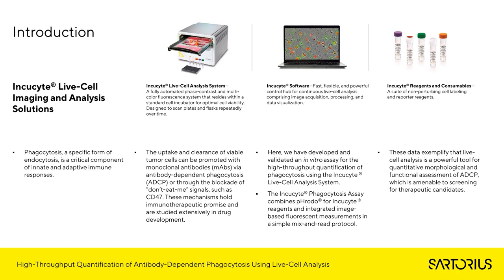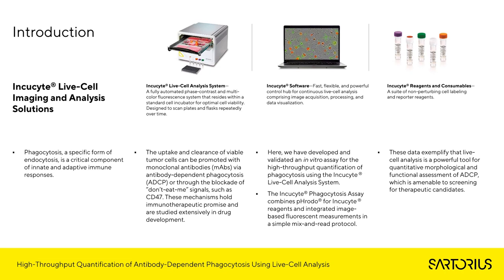Phagocytosis, a specific form of endocytosis, is a critical component of both innate and adaptive immune responses. The uptake and clearance of viable tumour cells can be promoted with monoclonal antibodies via antibody-dependent cellular phagocytosis, also known as ADCP, or through the blockade of "don't eat me" signals, such as CD47. These mechanisms hold immunotherapeutic promise and are studied extensively in drug development.